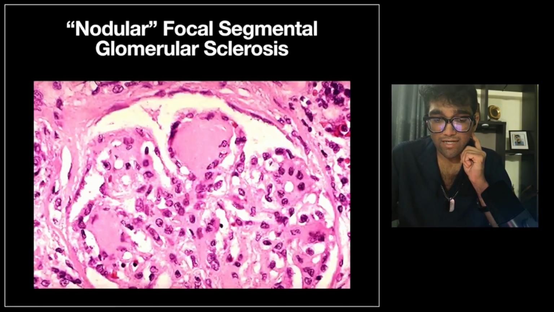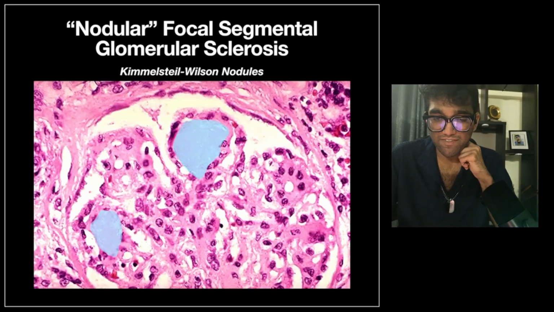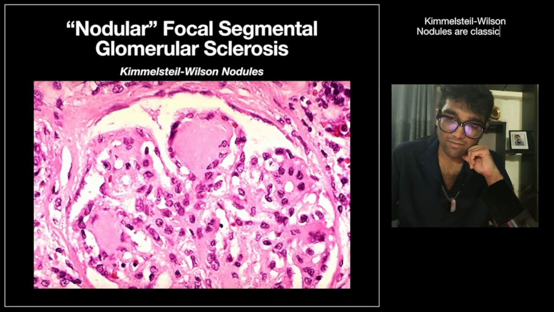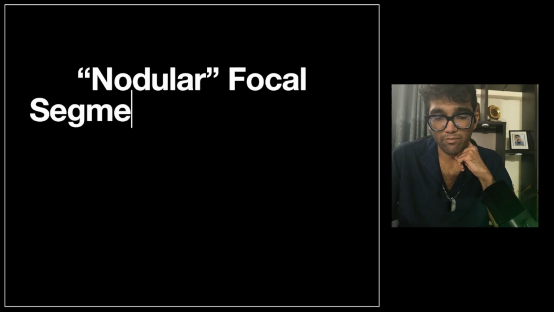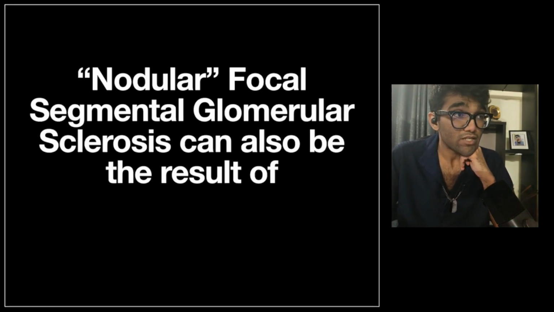Okay, and this characteristically occurs in diabetes mellitus. In diabetes, when it occurs, we call them Kimmelstiel-Wilson nodules. And obviously, since it's me, I'm not going to just tell you that this happens in diabetes. We'll discuss why it happens. Now, nodules are classically described in diabetic kidney disease, but this is not the only cause. So what are the other causes of nodular focal segmental glomerular sclerosis? It can also be the result of light chain deposition disease.